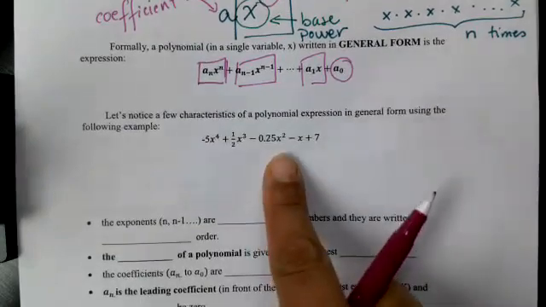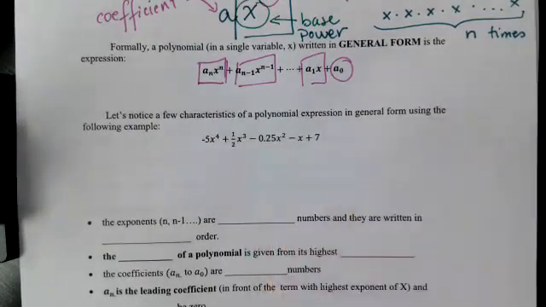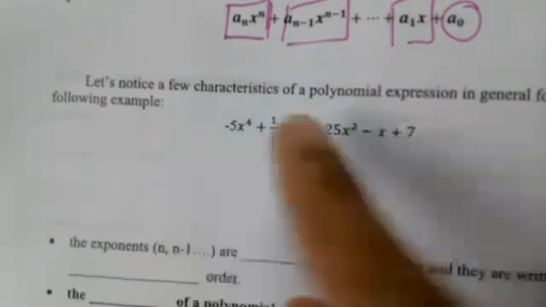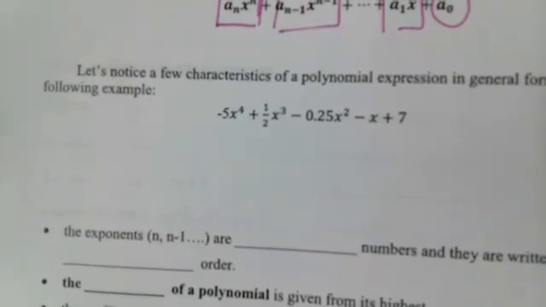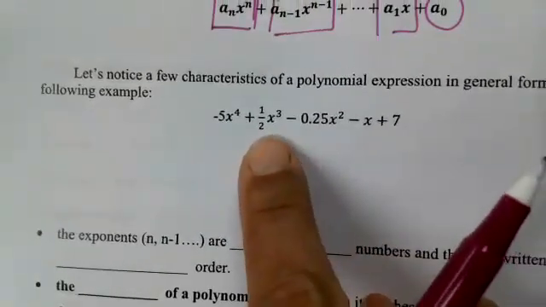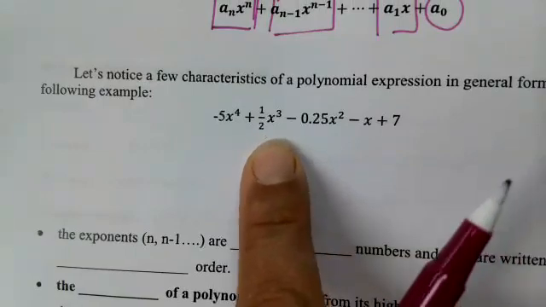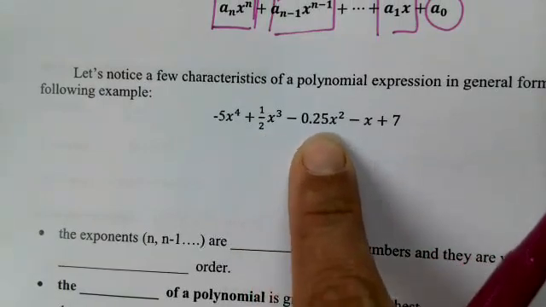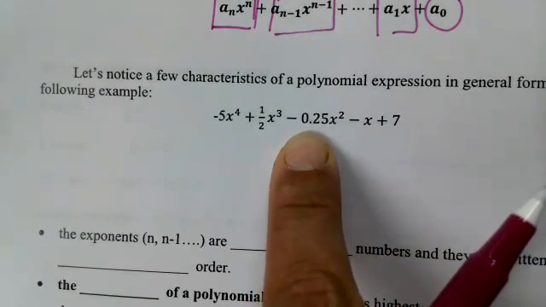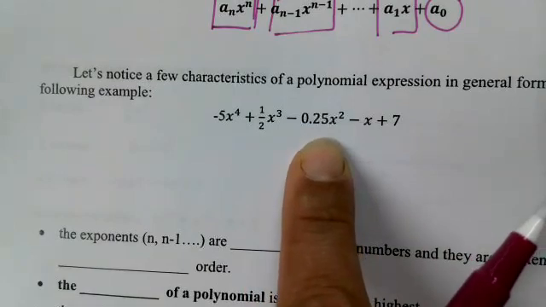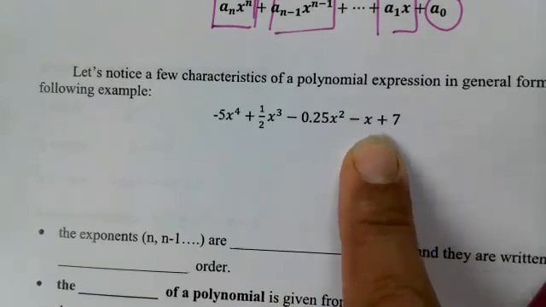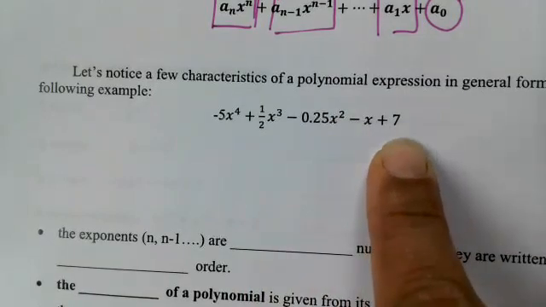Now, here's an example to visualize it a little better. Here's the first power group. You have a coefficient of -5, and your power is x to the 4. And there's a second group, 1/2 times x to the 3. And there's another group with a coefficient of -0.25 times x to the 2, minus 1 times x to the 1, and then the free term, the last term, plus 7.